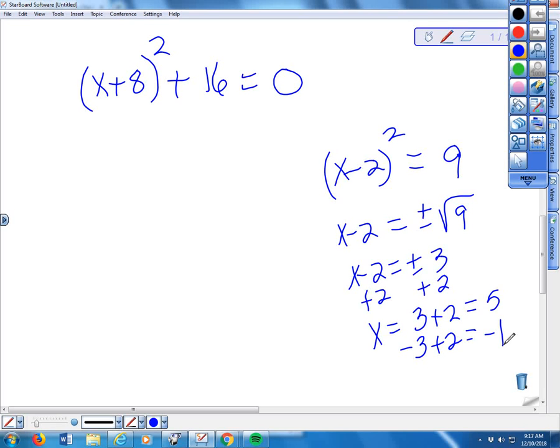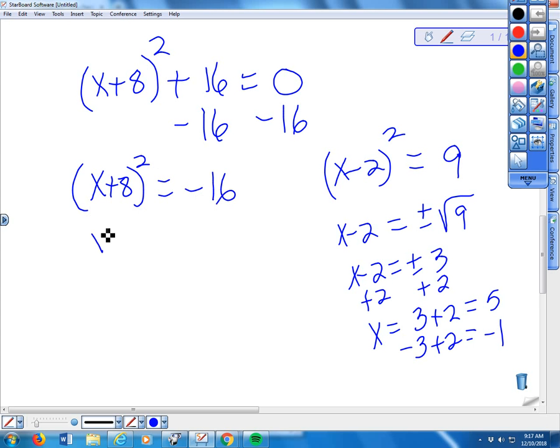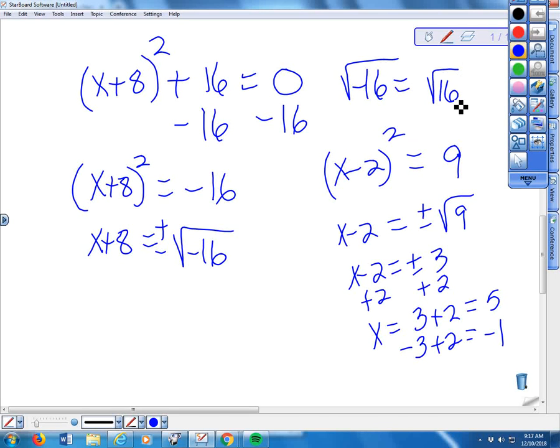Okay? So I'm going to subtract 16. Take the square root, plus or minus, and what is the square root of negative 16? Plus or minus 4i. Okay? Because the square root of negative 16 is the square root of 16 times the square root of negative 1. This is i, and this is plus or minus 4. Right? So it's plus or minus 4i.